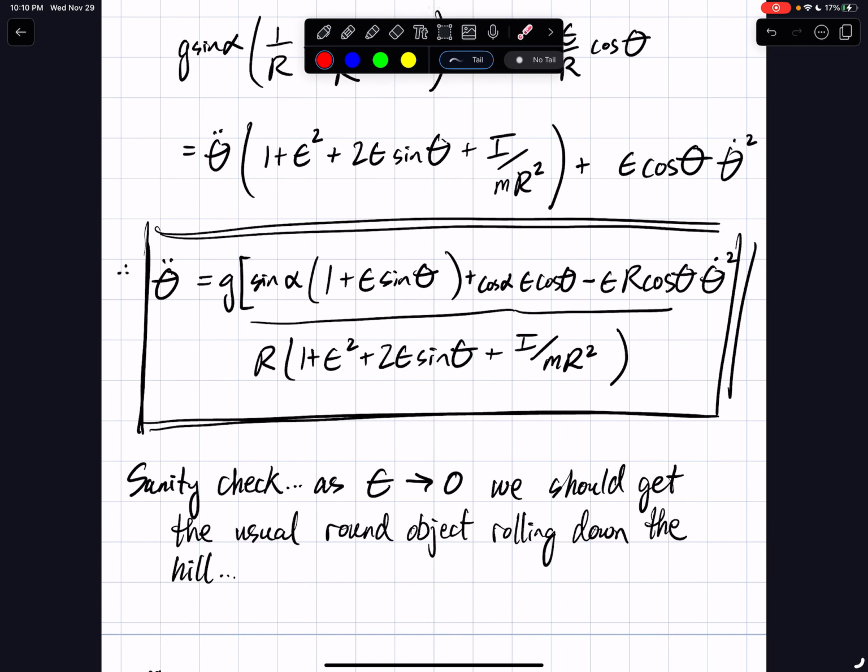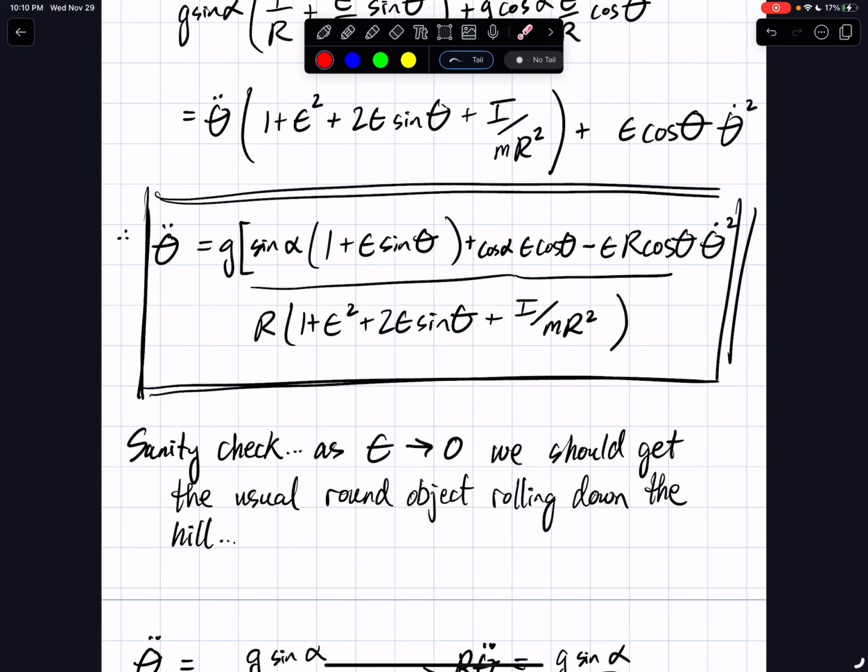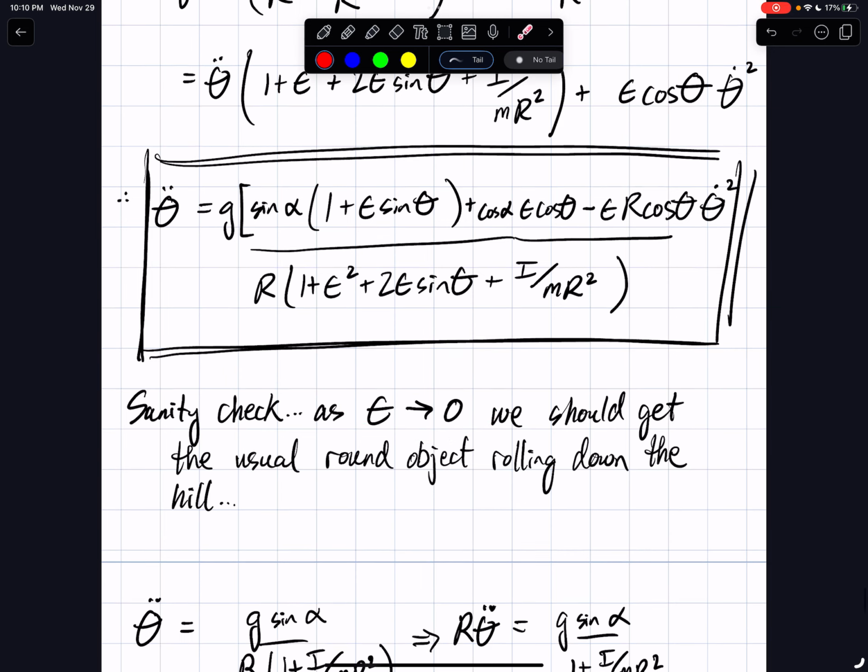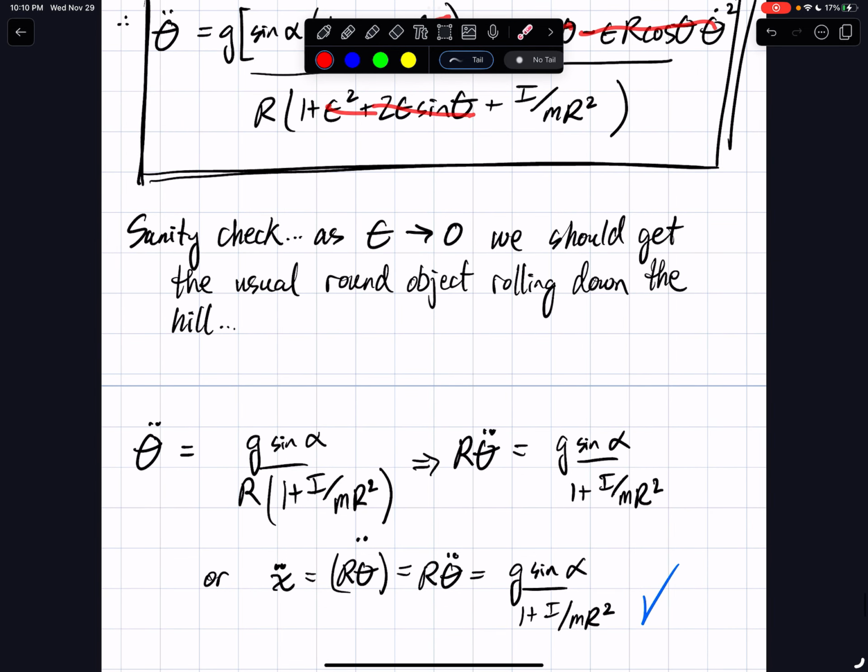As a sanity check though, if the center of mass was right in the center of the object, then epsilon would go to 0. So little r would go to 0, and the eccentricity would go to 0. Then we should get the usual result of a round object rolling down the hill. If we put in epsilon is 0, this term goes away, this term goes away, this term goes away, and it simplifies nicely, and you get this expression here.